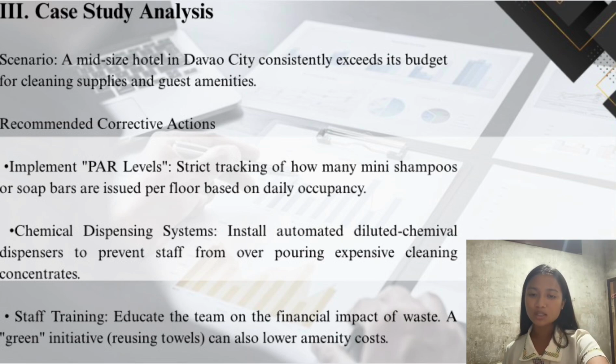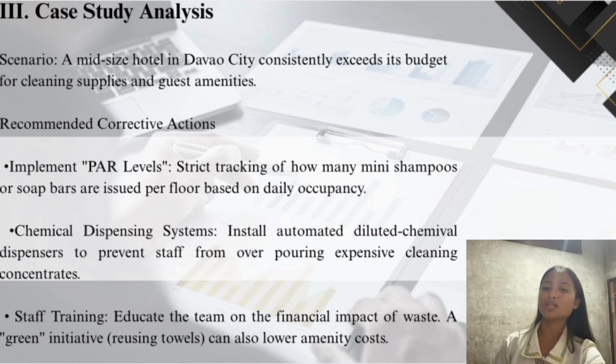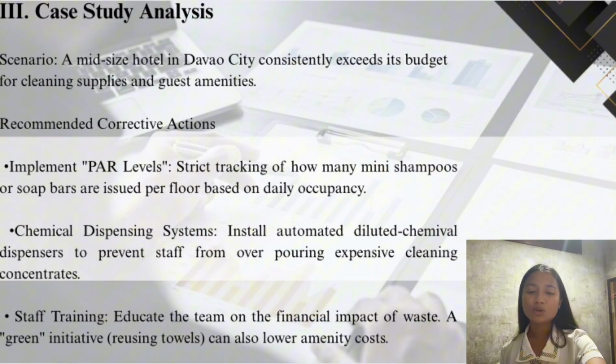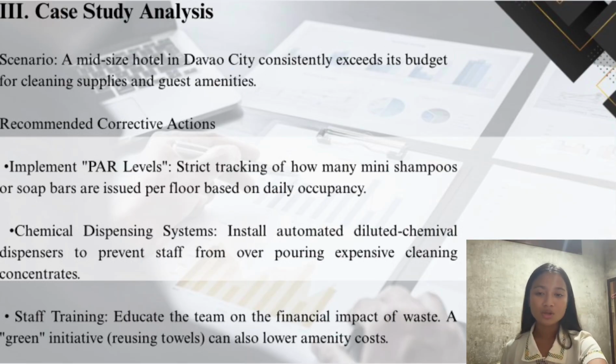So the third and last one is staff training and green initiatives. The goal is to get the team to care about the planet and the budget. If the staff doesn't know how much things cost, they might not be careful. Training helps them see the big picture.